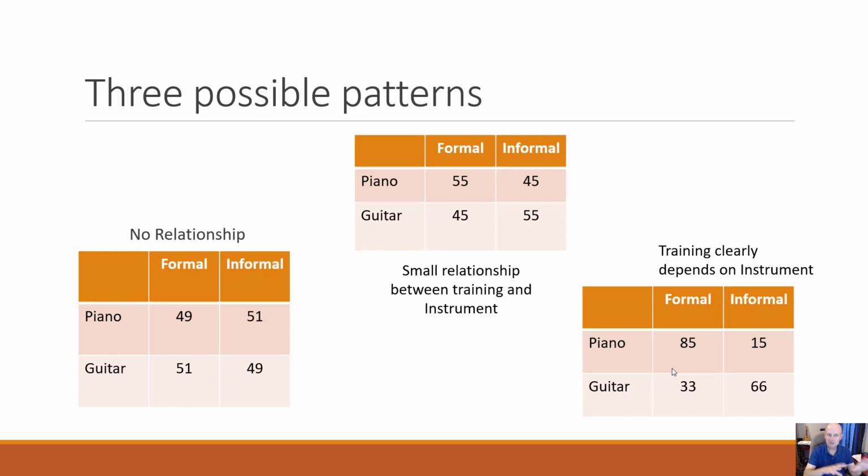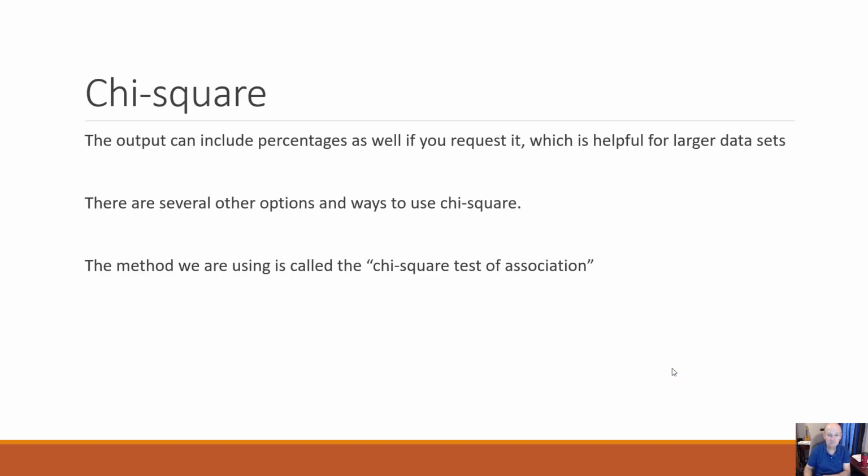So if you look at these different patterns, we can see the two variables, formal or informal training type, and piano or guitar instrument type. So training and instrument, how are they related? Well, on the left, they're not related. The percentages are all very similar. In the middle, there seems to be a relationship. And on the right, there's very clearly a categorical difference. The piano players get one type of training. The guitar players more often get another. It's not perfect, but there's definitely a pattern there.